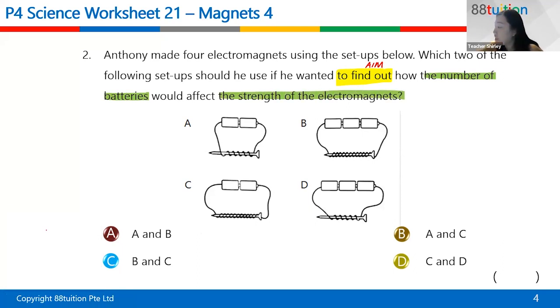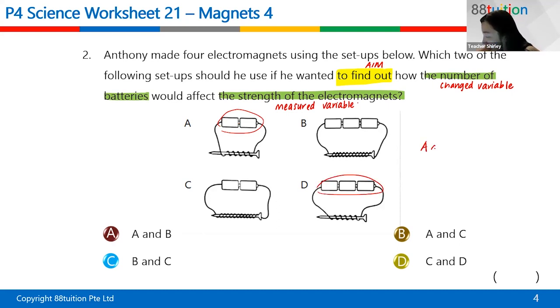So the number of batteries is actually your change variable. The strength of the electromagnets is actually your measured variable. So in this case, we are changing the number of batteries. Okay. So actually we can use this and maybe this. Okay, we can use setup A and D.